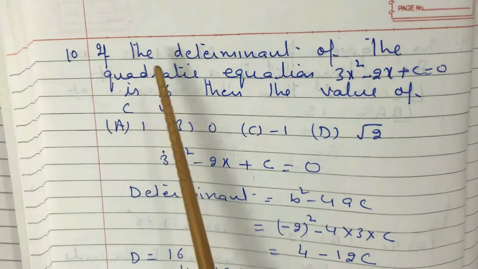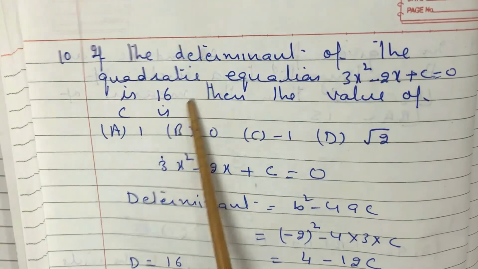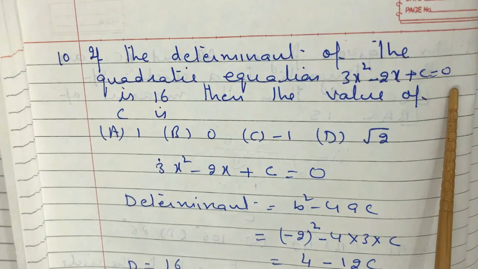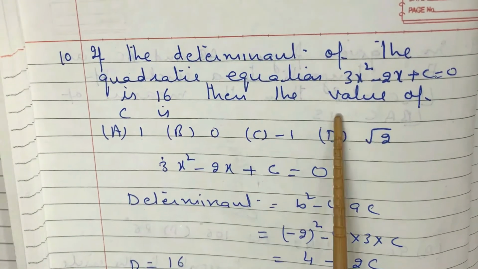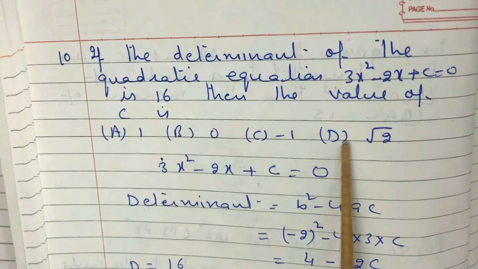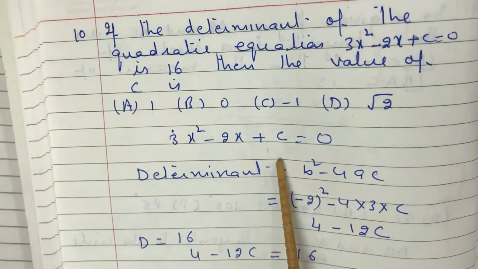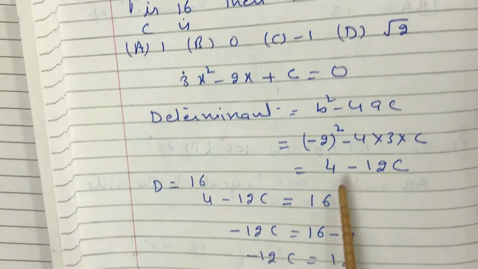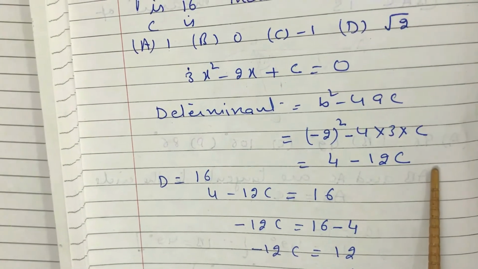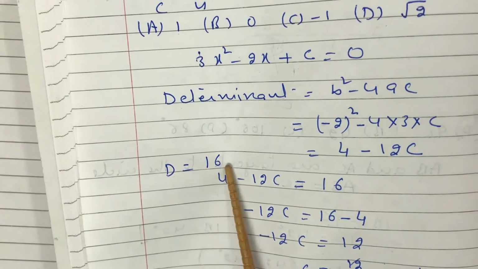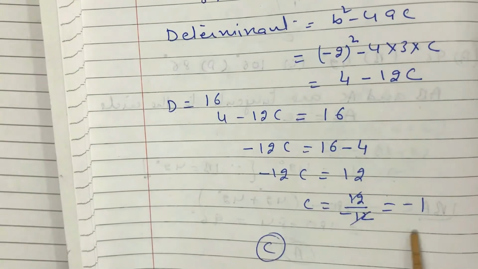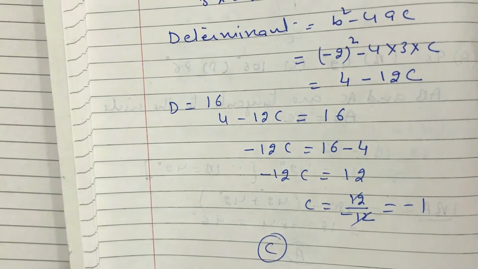Now 10th question. If the discriminant of the quadratic equation 3x square minus 2x plus c is equal to 0 is 16, then the value of c is, there are 4 options. Now this is the quadratic equation. So discriminant is b square minus 4ac, that is 4 minus 12c will come, and discriminant is given 16. It means 4 minus 12c is 16. Value of c will come out to be minus 1. So C is the option.